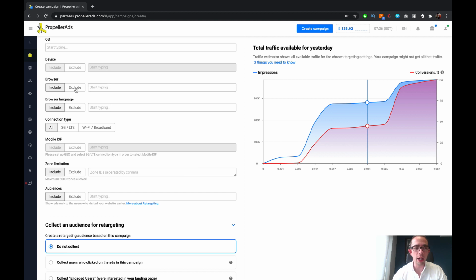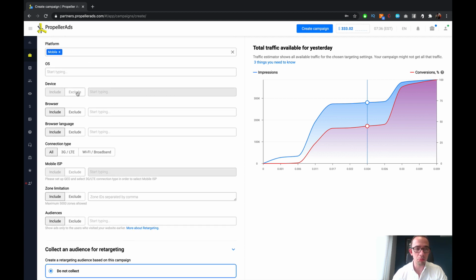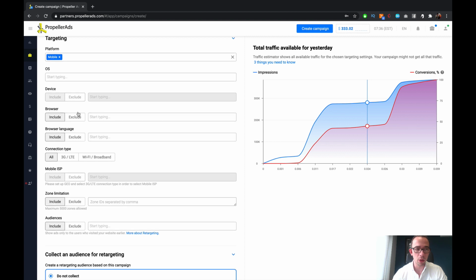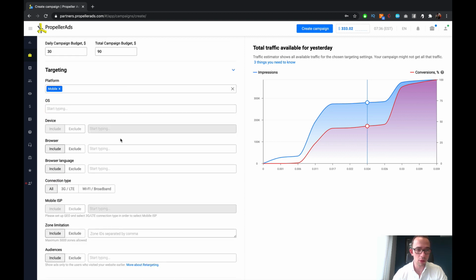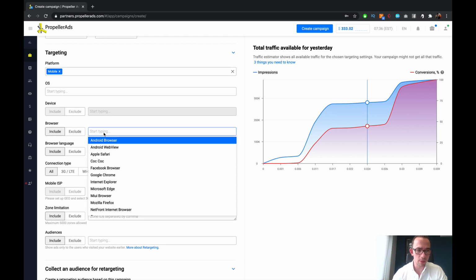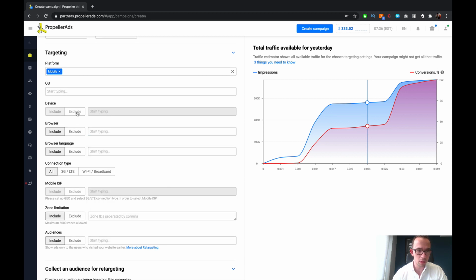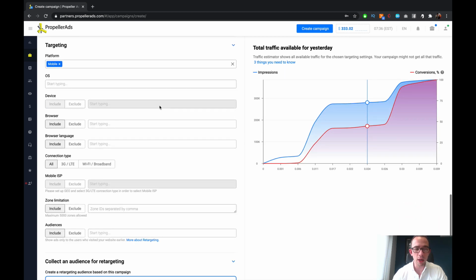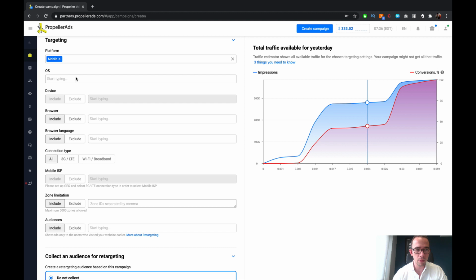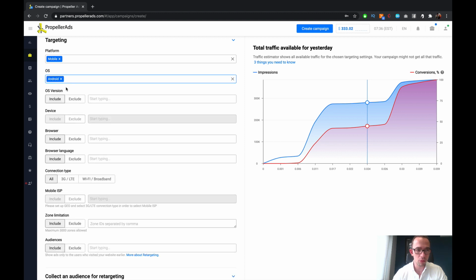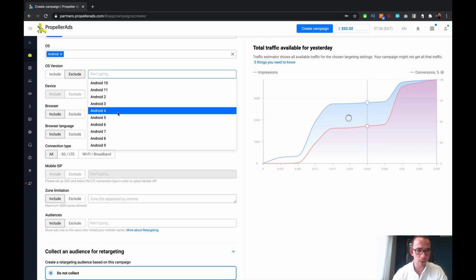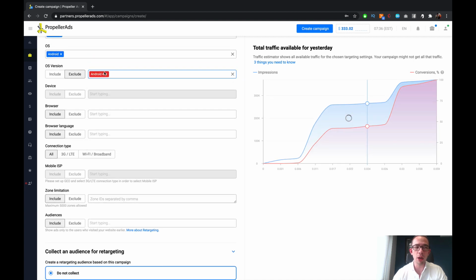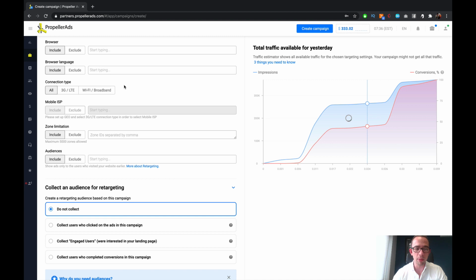So let's say I exclude, well, what would I exclude? Browser. All right, because we're running. I would want to exclude Android 4.0, because sometimes it has quite a bit of bot traffic, so it has been excluded.